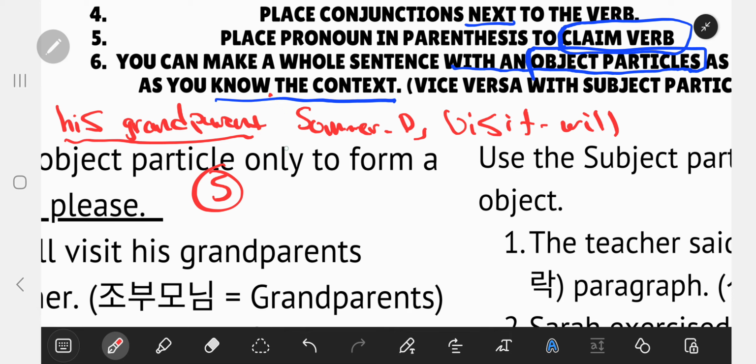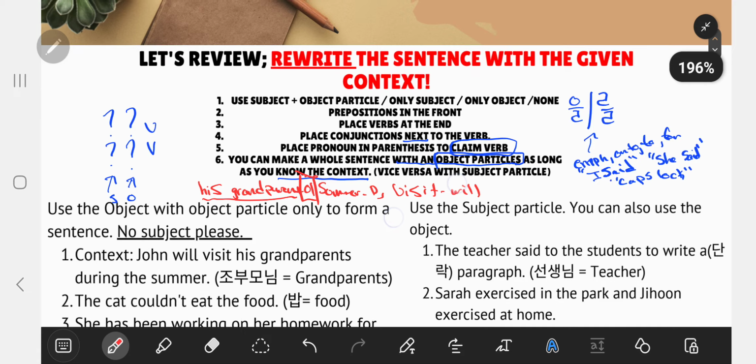But we already knew the context, and we want to make it extra clear that John is visiting his grandparents. Then we will make it like this, and we definitely know that somebody is visiting the grandparents. Vice versa, if we said this, 이가, the subject particle, then we definitely know that his grandparents are visiting John, because we know the context, and that's what we're doing.